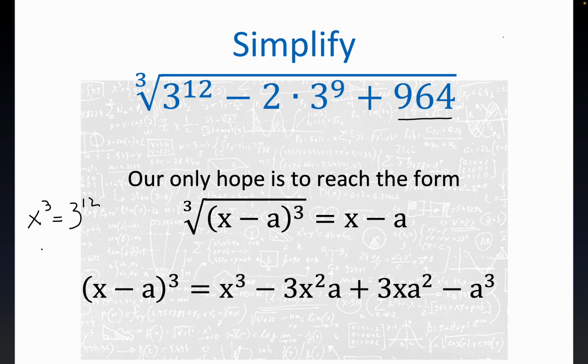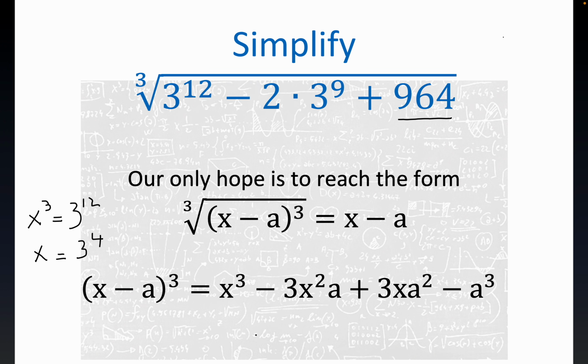Okay, that implies that x is equal to 3 to the 4th, just properties of exponents. 3 copies of 4 is 12, right? So x is equal to 3 raised to the 4th power, right? Okay, and so that means x cubed is equal to 3 to the 12th. So we've taken care of at least this first term, all right?